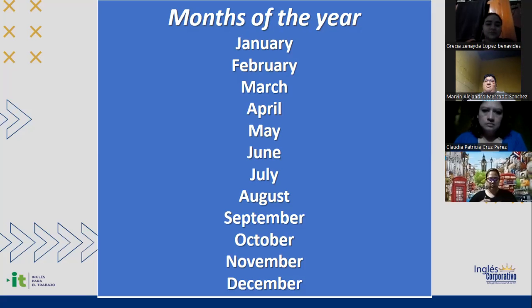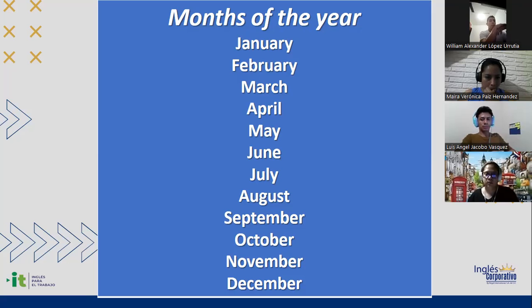Okie dokie. Only Alejandro. January, February, March, April, May, June, July, August, September, October, November, December. Okie dokie. Claudia, please. January, February, March, April, May, June, July, August, September, October, November, December. Okie dokie. Thank you very much.